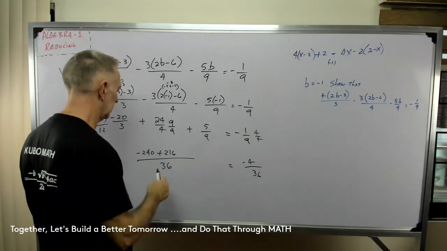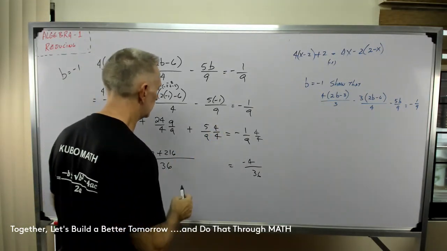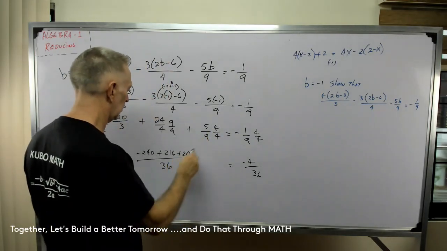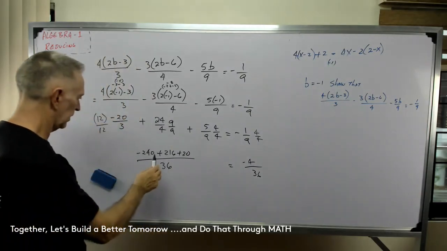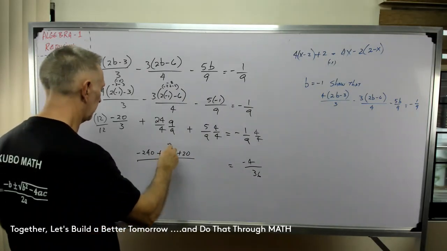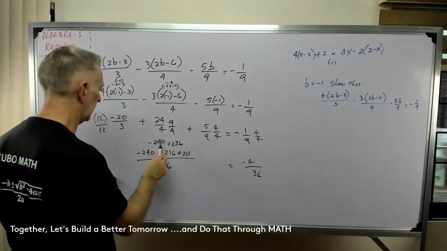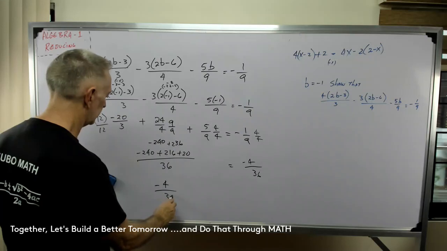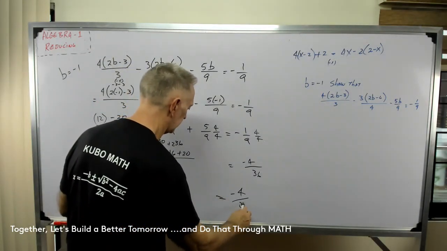Okay, 9 goes into 36, 4 times 9 is 36. So 5 times 4 is 20 over 36. All right, so now then, 216 plus 20 gives me plus 236 minus 240. Hey. So that gives me minus 4 over 36 equals minus 4 over 36.